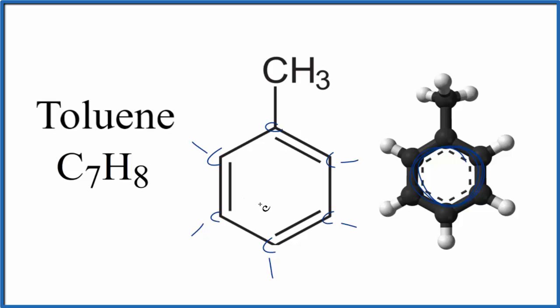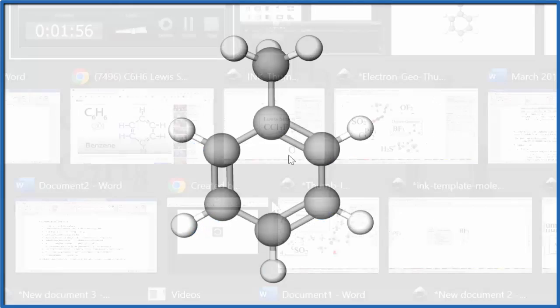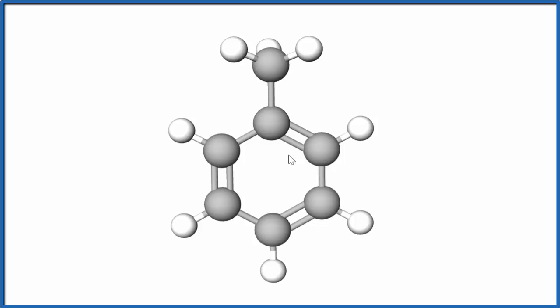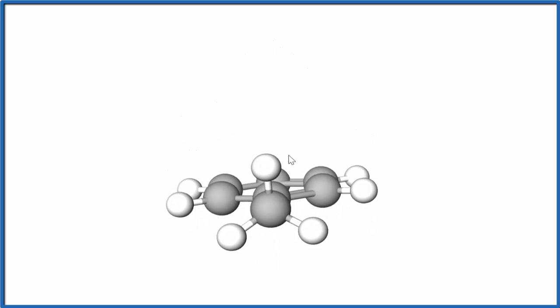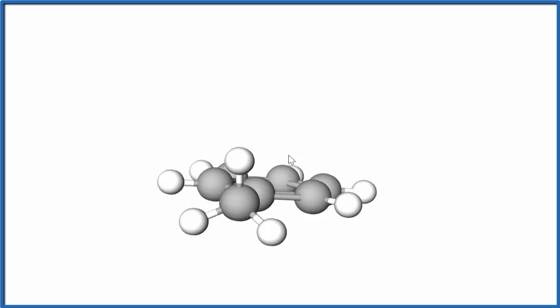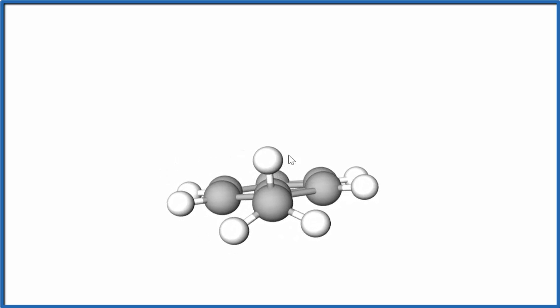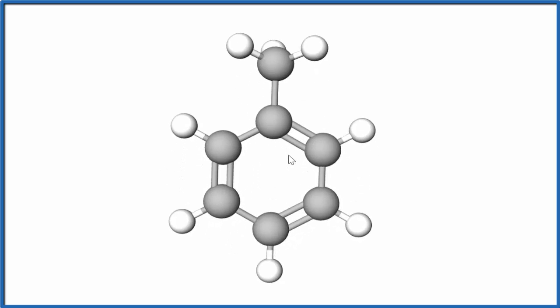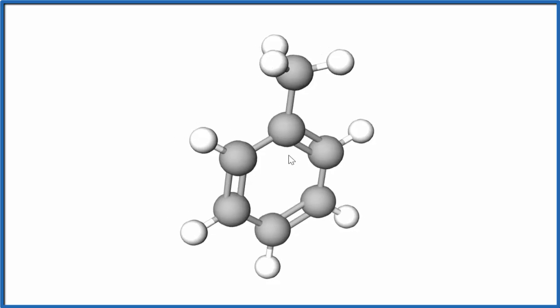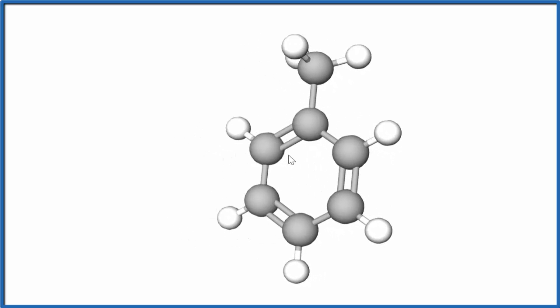Let's take a quick look at this in 3 dimensions. So here's our toluene molecule. We have that methyl group up here at the top, and we have our alternating double bonds. When you look at it straight on from the methyl group, you can see that it's a pretty flat molecule. That's because that benzene group is flat. With the exception of the hydrogens here on the methyl group, it's a very flat molecule. So that's toluene, that's the molecular structure.